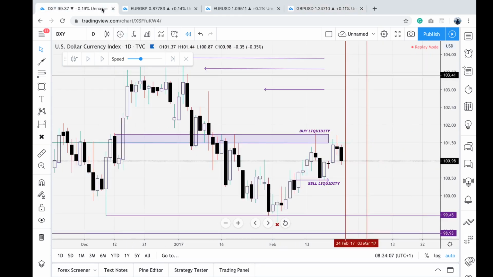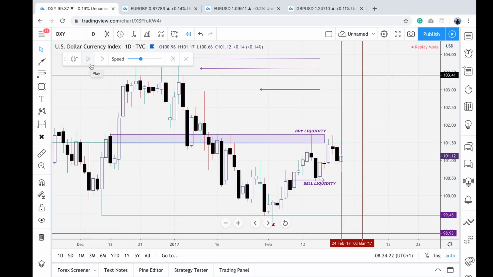Okay, so now DXY, we're still indecisive on DXY. I still want to see price reach for this buy liquidity before we trade lower. And so basically this week would have been a week where we didn't really take any trades. We could scalp. We could do day trading definitely. Okay, trading would definitely be on the cards.